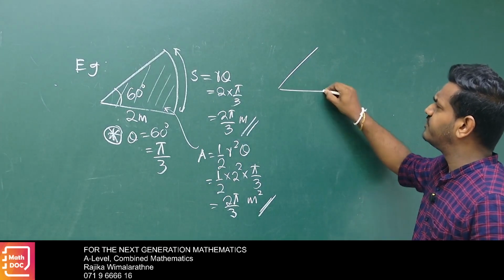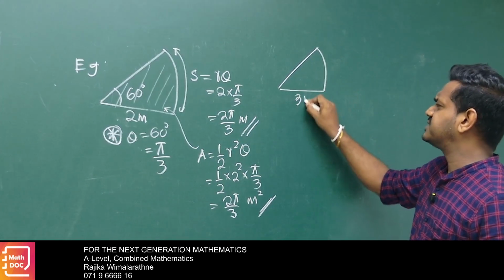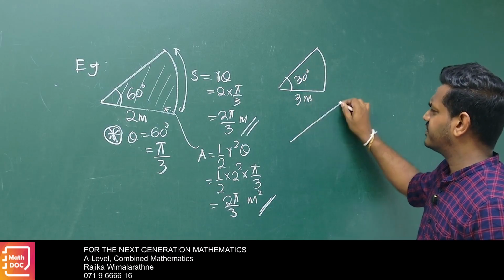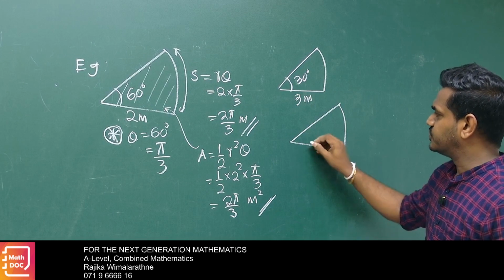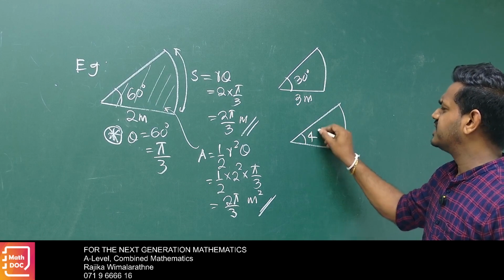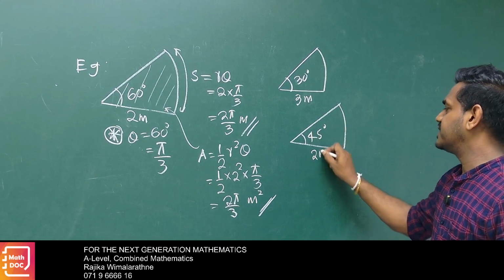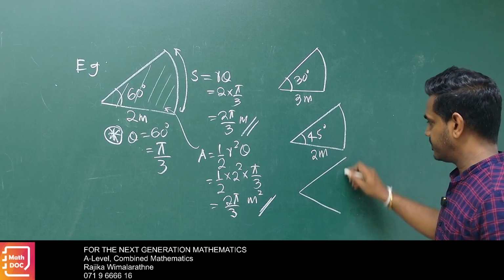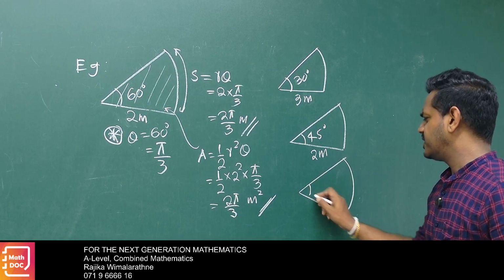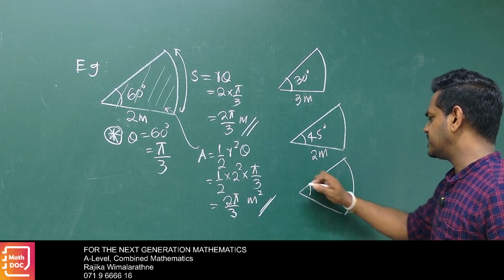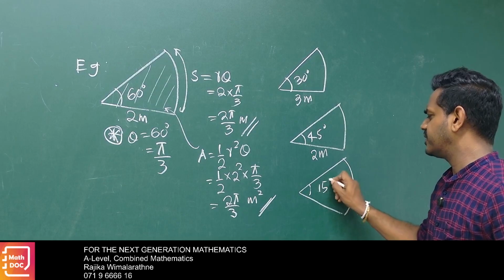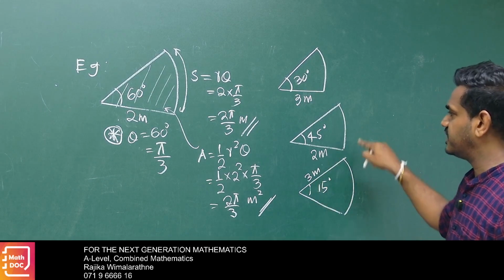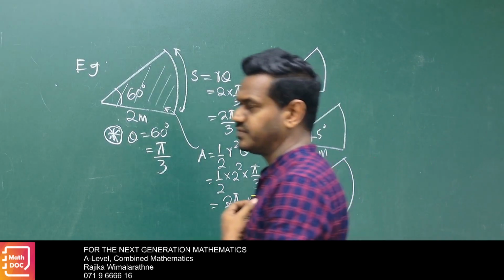You do. Here 3 meters, 30 degrees. Do soon. Here 45 degrees, 2 meters radius. Here 15 degrees, 3 meters. Okay, just find arc length and area. Do soon.